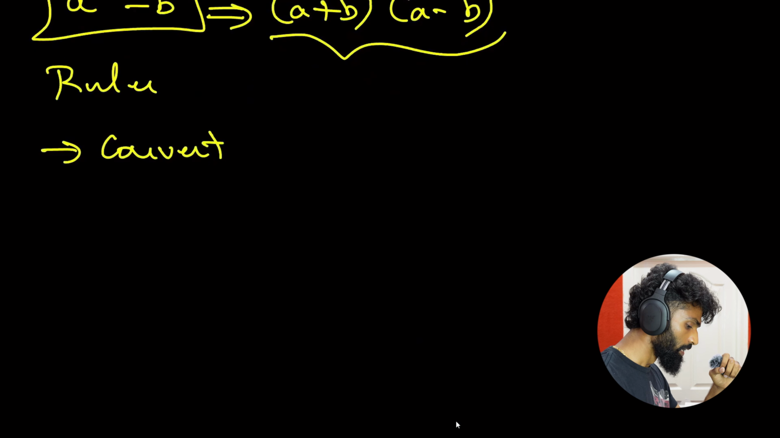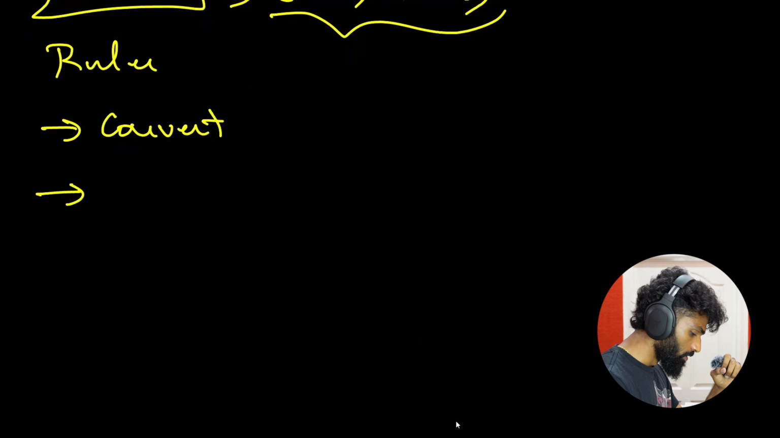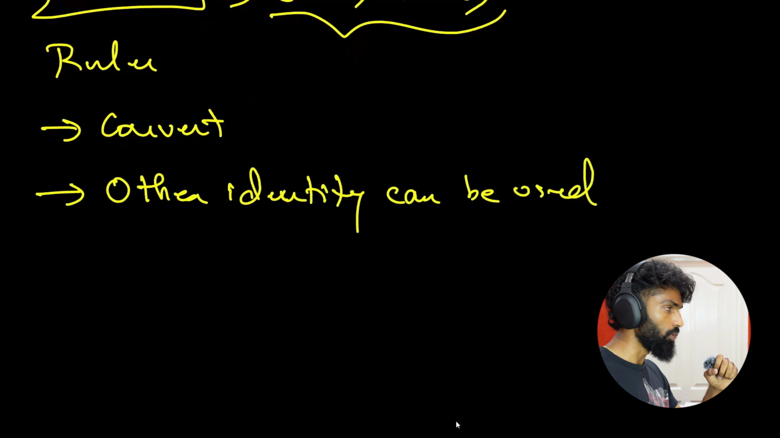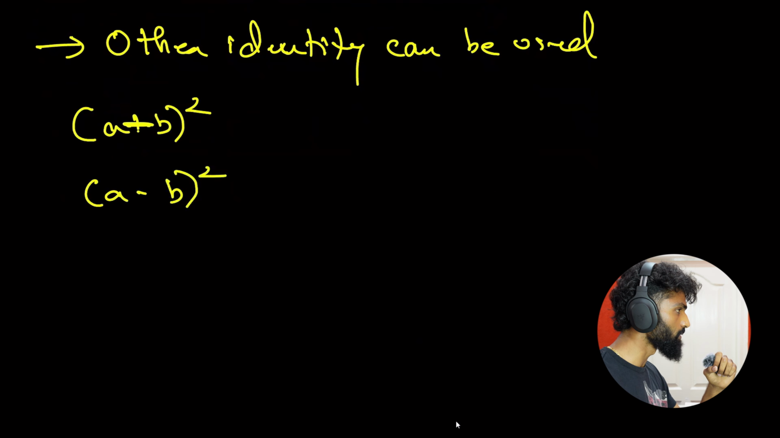So rule number one is convert. Rule number two is, if required, use any other identity also to convert. Fine. So other identity can be used, not should be used. Identity can be used. Fine. Don't try to restrict yourself. Now, what is the other identity usually which will be used in this specific exercise? It'll either be a plus b the whole square or a minus b the whole square. I'll rewrite that. A plus b the whole square or a minus b the whole square.